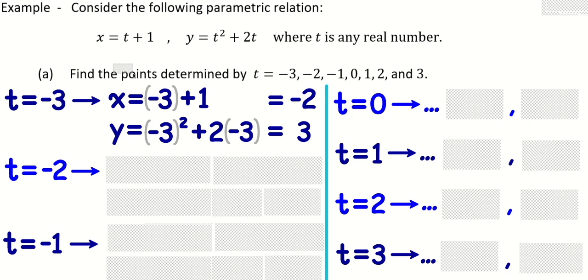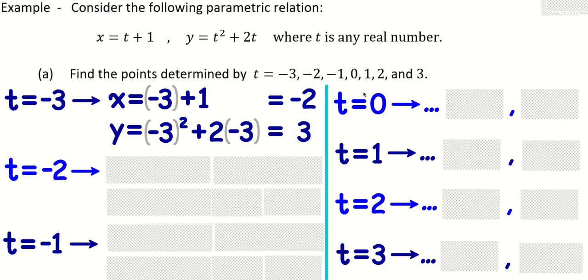The point, no pun intended, is you have to figure out what x equals and what y equals, so like -2 comma 3. And then that's just what you do 6 more times. You're going to do that 6 more times.